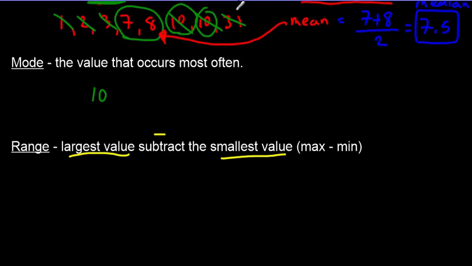The biggest number, or the maximum value, was 31, and the smallest was 1. Okay, and when you subtract those, we get 30. So the range is 30. And all that means is our values spanned over 30 numbers. From 1 to 31, we spanned 30.